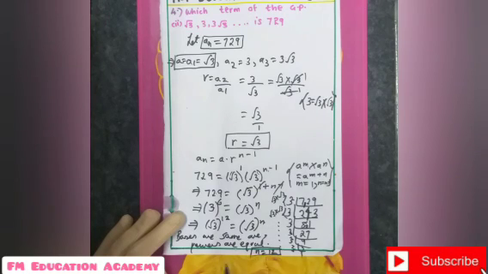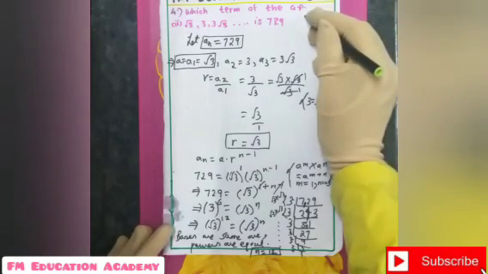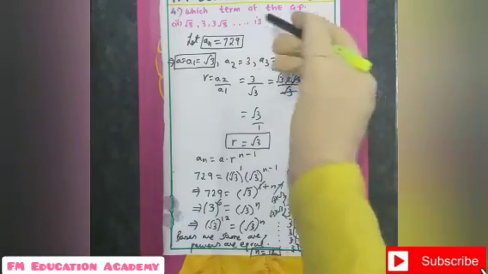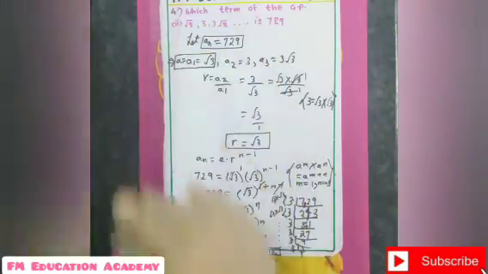So what I will write? Therefore, which term of the GP is it asking now? 729 is the 12th term of the GP. That is, 729 has to be placed on the 12th position of the series. That is what is asked.